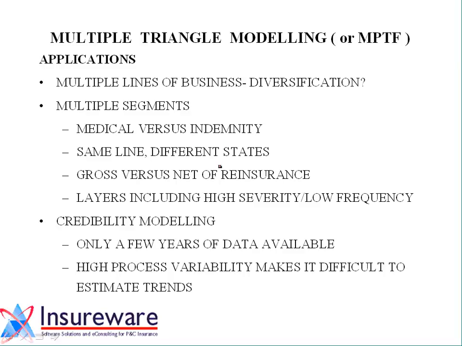The MPTF framework also applies to multiple segments, such as medical versus indemnity, same line of business, different states, gross versus net of reinsurance data. You'll see that gross data is highly correlated, specifically process correlations, to net of reinsurance data, and by designing a composite model for these two triangles, you can also find out very quickly whether the current outgoing reinsurance program is capital efficient. And that is, is the coefficient of variation of net reserves less than the coefficient of variation of gross reserves.